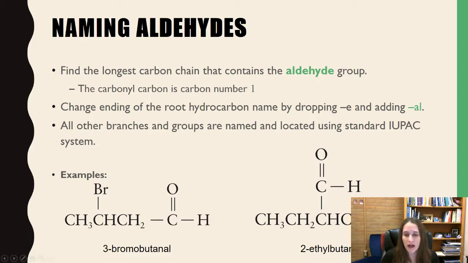So here, when I look at this, I see 1, 2, 3, 4, 5. I see a pentane chain, but that chain doesn't include the aldehyde group. So 1, 2, 3, 4. So it is a butanal with a substituted ethyl group off of it.